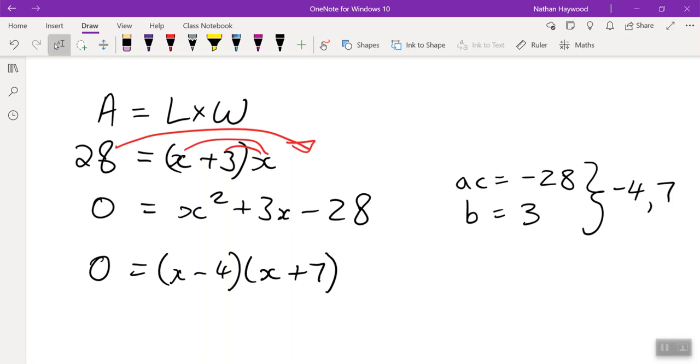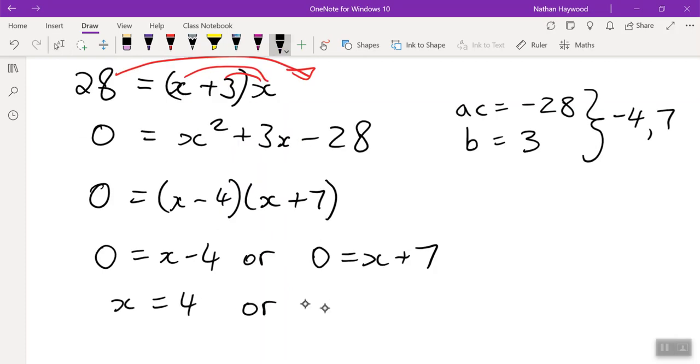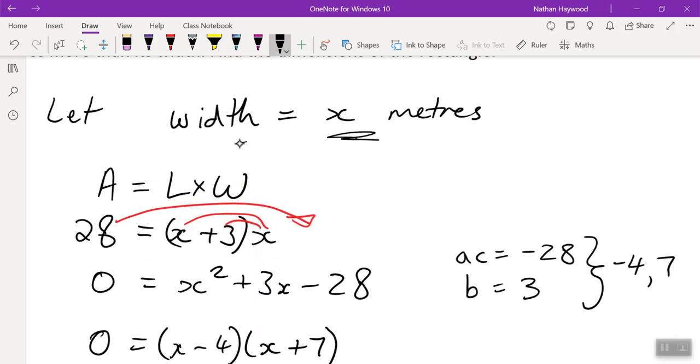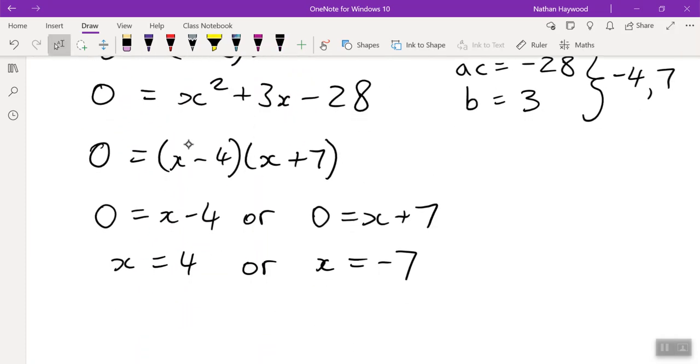So now we're using the null factor law for an actual reason. There's an application for it. So if we have a number times a number equal to 0, that number is equal to 0, or that number is equal to 0. You have that one, or if you minus 7 to both sides, and remember back to the start of the question, what was x representing? Width. So it's saying our answer, the width is either 4 meters or negative 7 meters.